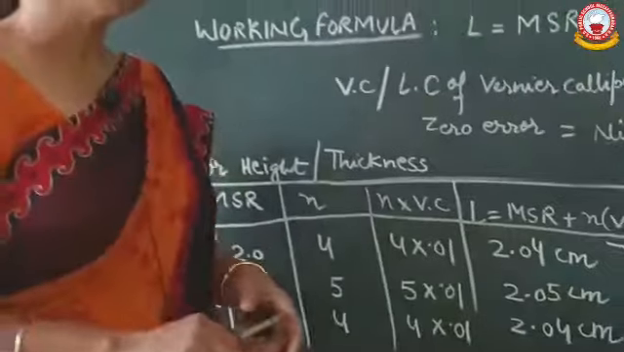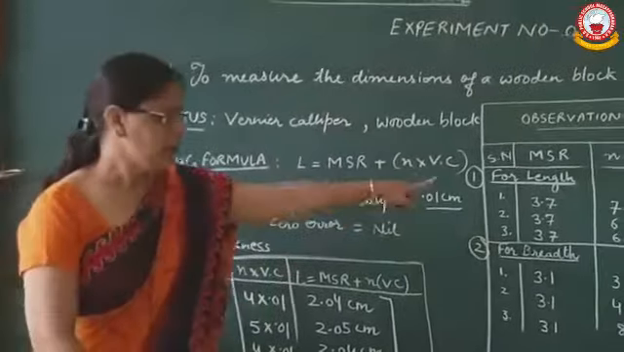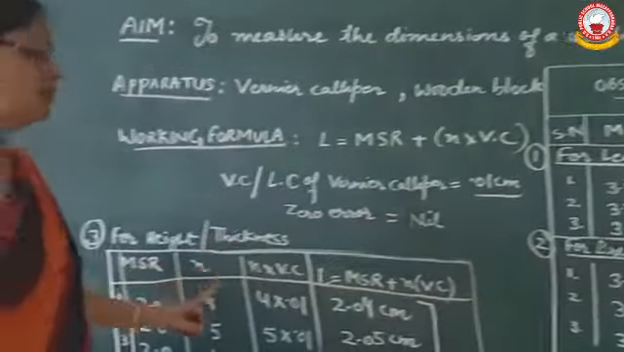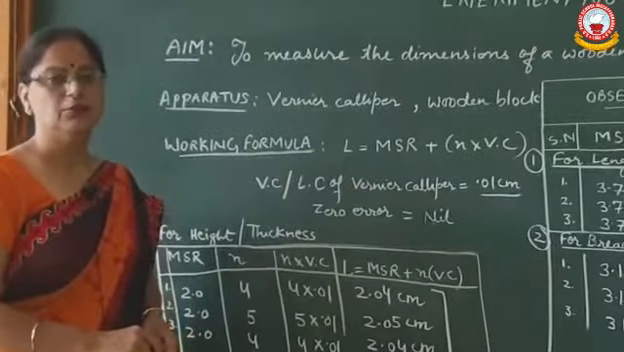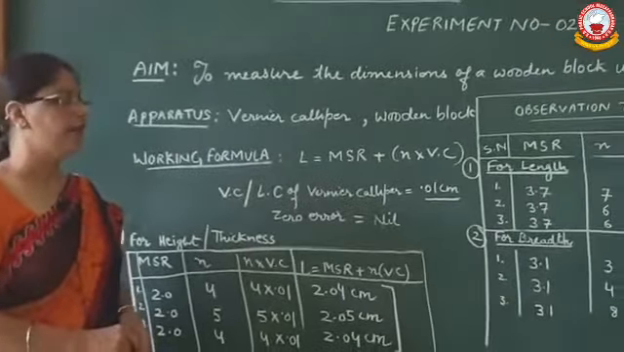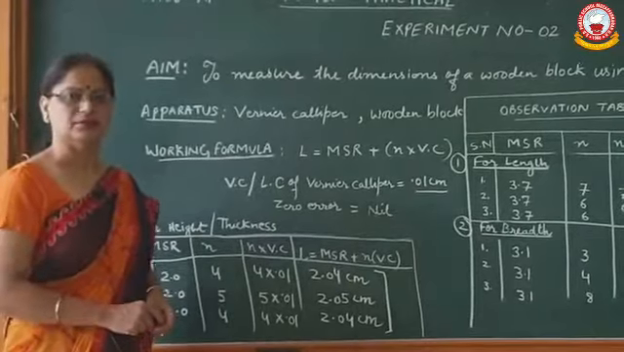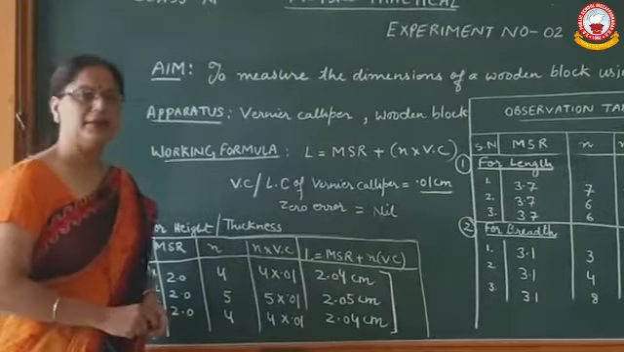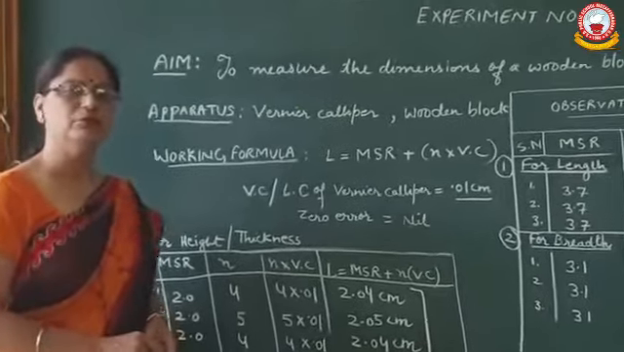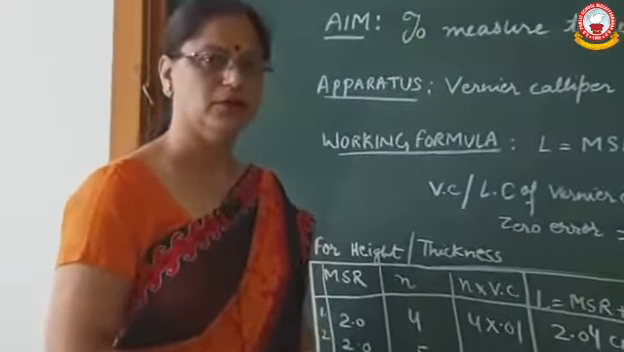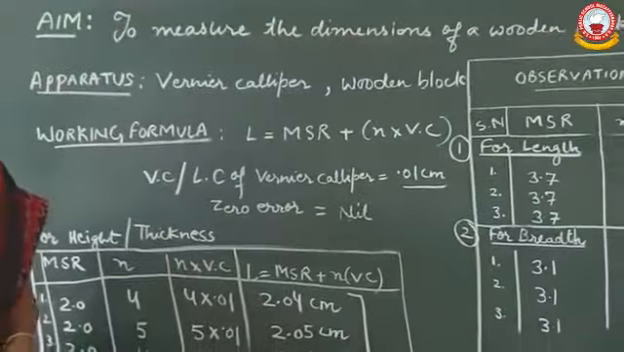So finally student, we have determined the dimensions of the wooden block, length also, breadth also, and thickness also. Now in your result you will mention all the 3 dimensions by finding the mean of the 3 observations for a particular dimension. I hope the practical is clear to you. You also have to note down the practical in your notebook, record the observations, and then you can note down.